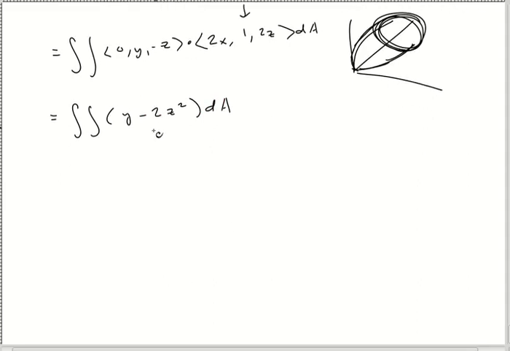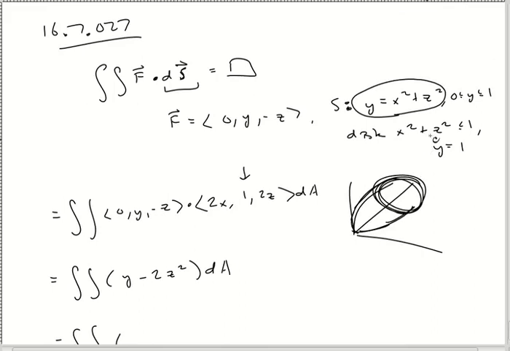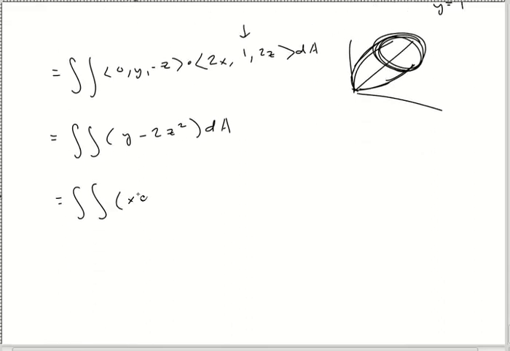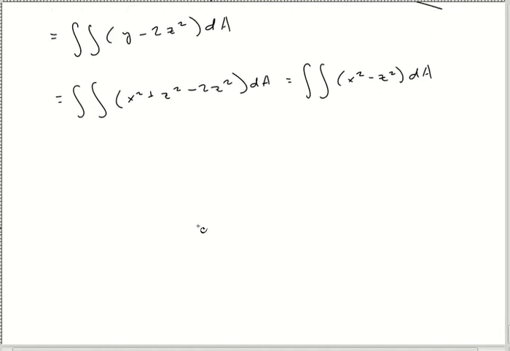So notice that I have a y in there. I need to not have that y, and they told me what y was equal to. So let me just replace it. X squared plus z squared minus 2z squared dA. These guys combine to make x squared minus z squared dA. So that's not too bad. I'm going to go ahead and convert everything to polar mode.